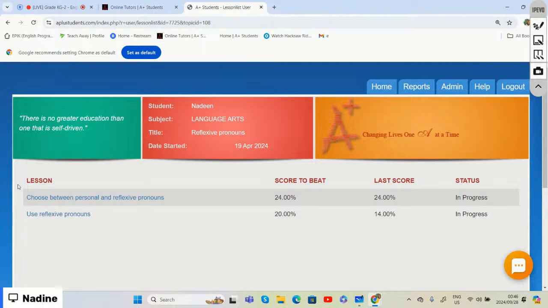All right, so this is the end of our lesson. Thank you very much, Grade twos, for joining the class. I really hope that you do have a better understanding of what reflexive pronouns are. In our next lesson, I think we're just going to continue with reflexive pronouns just for us to be reminded again about what reflexive pronouns are.